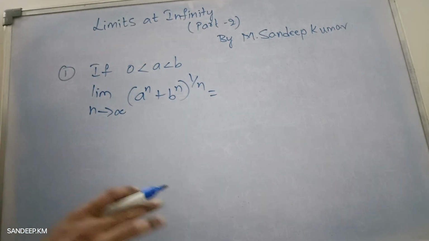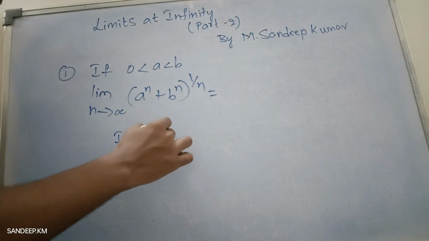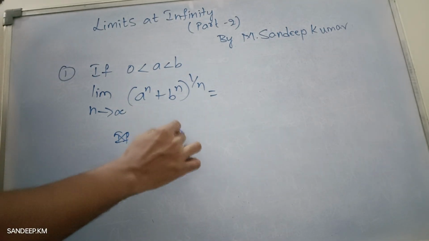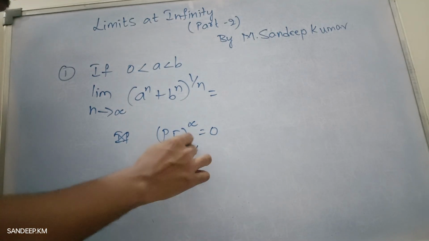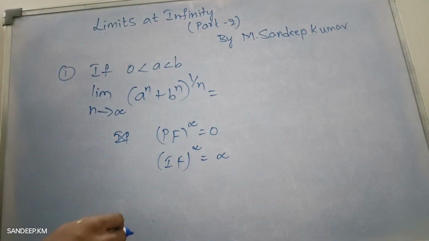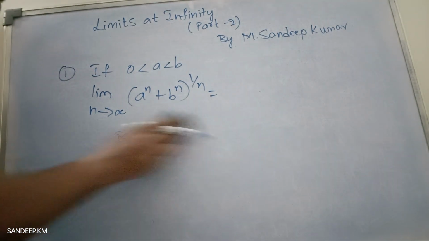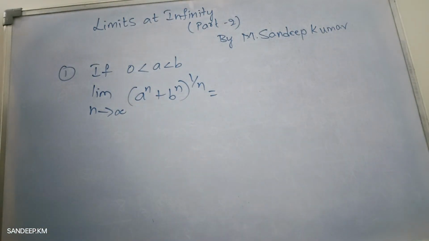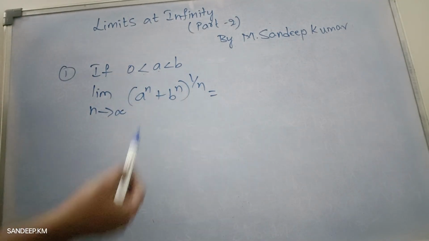In our previous classes, I have discussed that a proper fraction to the power infinity is 0 and an improper fraction to the power infinity will be infinity. So this is what we have discussed in our previous videos. I am going to use that concept in this particular question and also in the next questions. Okay, fine. So dear students, they told that 0 is less than a is less than b and they are asking us to find this limit now.